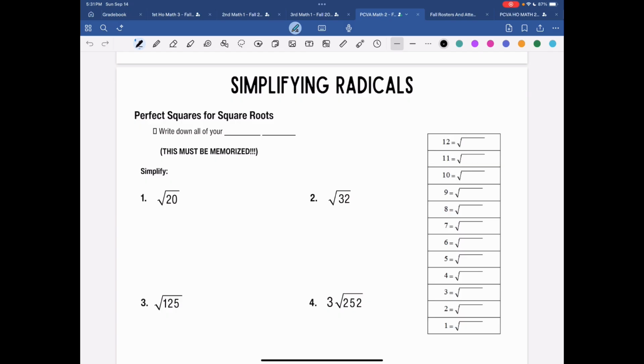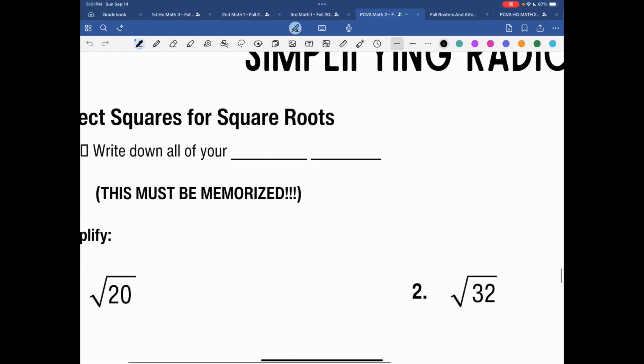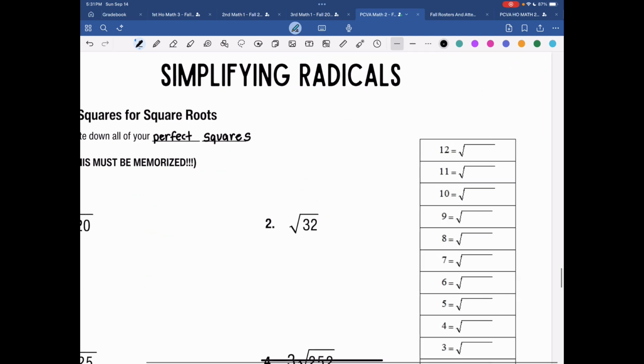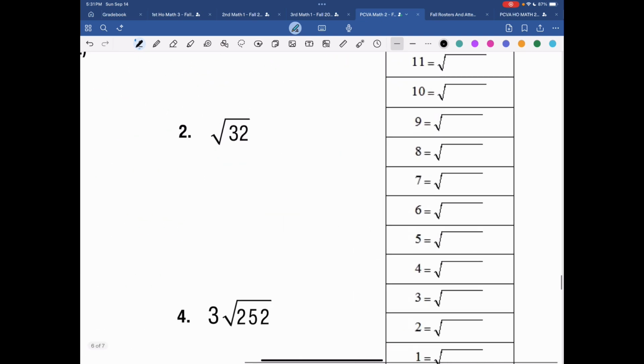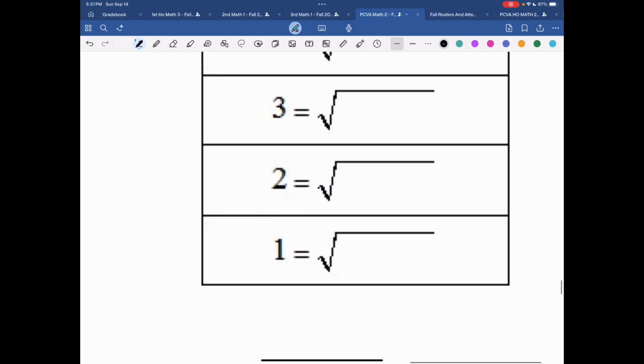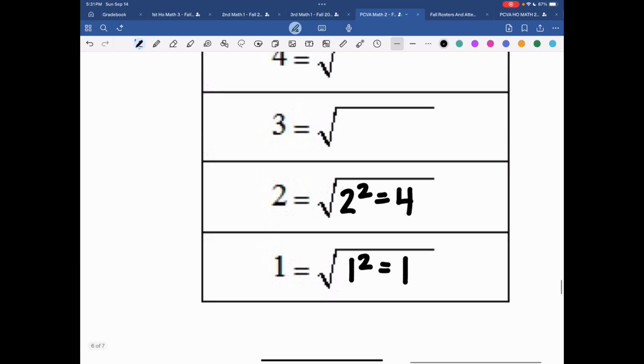When you're looking at your square roots, you need to write down all of those perfect squares. Now, I will say that eventually you will hopefully memorize these or have already memorized them, so you won't necessarily need to write them down or have at least something to reference. But just so we know, if I do 1 squared, that equals 1. So if we take the square root. If we do 2 squared, that's 4. So if we take the square root of 4, then that's going to be 2.